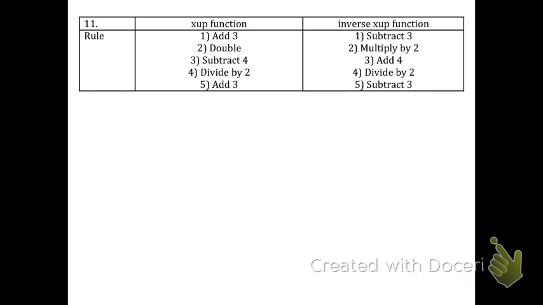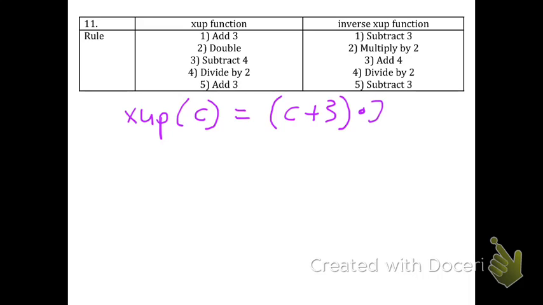Alright, next thing, XUP function. So XUP, we'll choose an X. Actually, maybe I should do a different letter since that might get confusing since there's an X in the name of the function. Maybe I'll use C. So first thing I'm supposed to do is add 3. So C plus 3. Then it says to double that, which means multiply by 2. So that whole number right there, I'm going to multiply it by 2. Then it says to subtract 4. Then it says to divide by 2. So the whole thing gets divided by 2. And then it says to add 3. So plus 3.